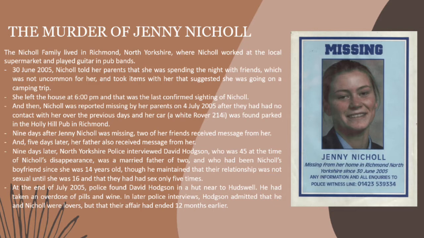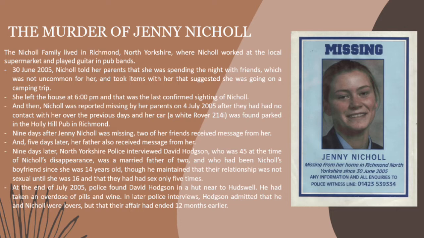And then Nicholl was reported missing by her parents on 4th July 2005 after they had had no contact with her over the previous days, and her car, a white Rover 214i, was found parked at the Holly Hill pub in Richmond. 9 days after Jenny Nicholl went missing, 2 of her friends received a message from her. And 5 days later, her father also received a message from her.